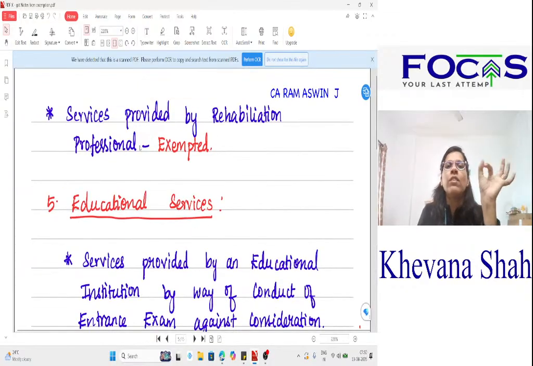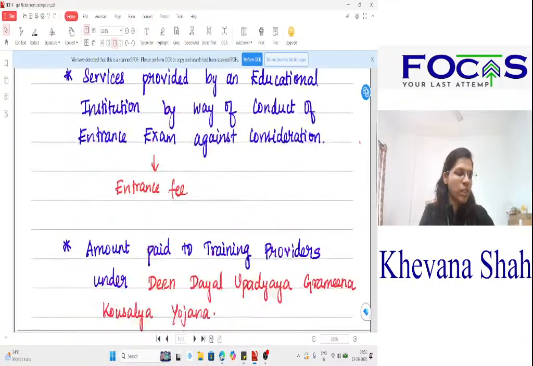And services provided by rehabilitation professionals are exempted. So there are certain rehabilitation centers wherein if any limbs of your body parts are missing or so, or otherwise if you are going through some trauma or so, then for such times rehabilitation is needed. So any services that these rehabilitation centers or rehabilitation professionals are providing, they are specifically exempted from GST.